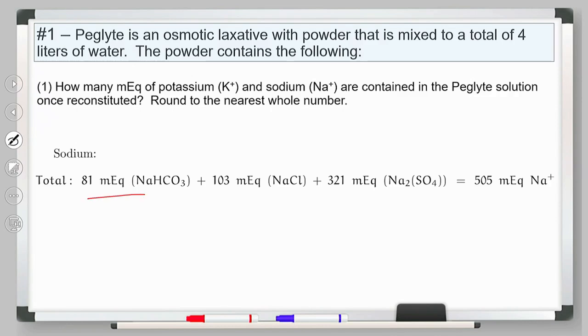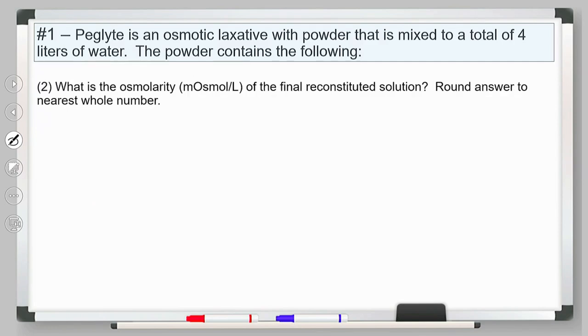Okay, so just so you can see the final answer, when I add all those up, my 3 sources of sodium all together, I got 505 milliequivalents of sodium from all 3. All right, now let's talk about the osmolarity.